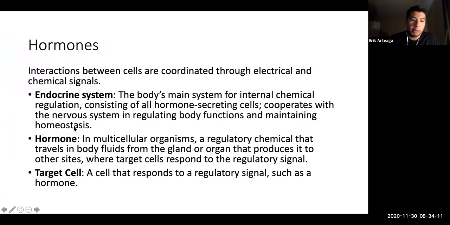So remember, in the endocrine system, hormone and target cells. The endocrine system is going to be the chemical component to the talking of your cells, right? We talked about the electrical, which is the central nervous system and the peripheral nervous system, and now we're going back to the hormones, or the chemical talking.